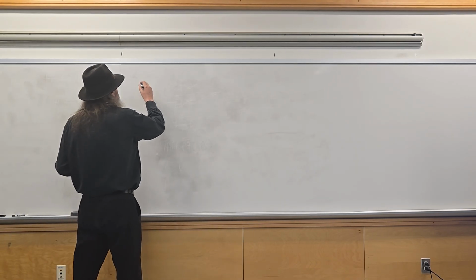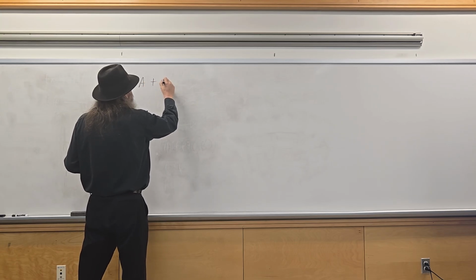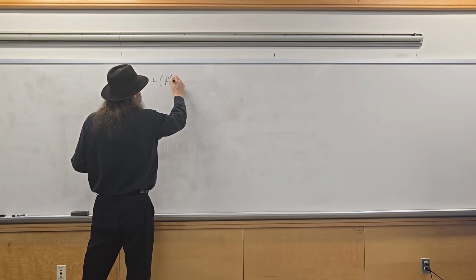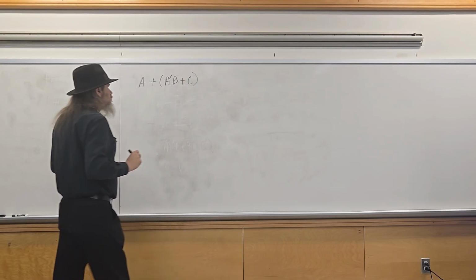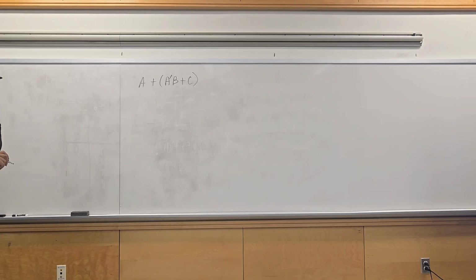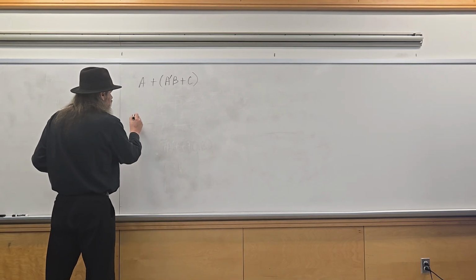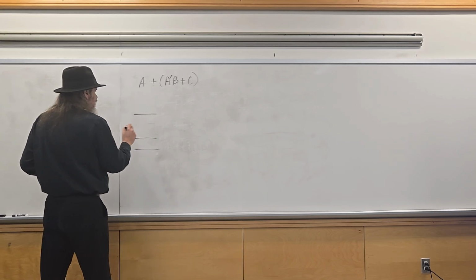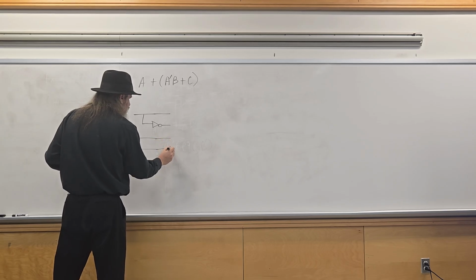Say we have A plus A prime B plus C. Okay. You're going to have A and A prime here. So your inputs are going to be like so. And you're going to have A primed. So go ahead and take care of that right off.